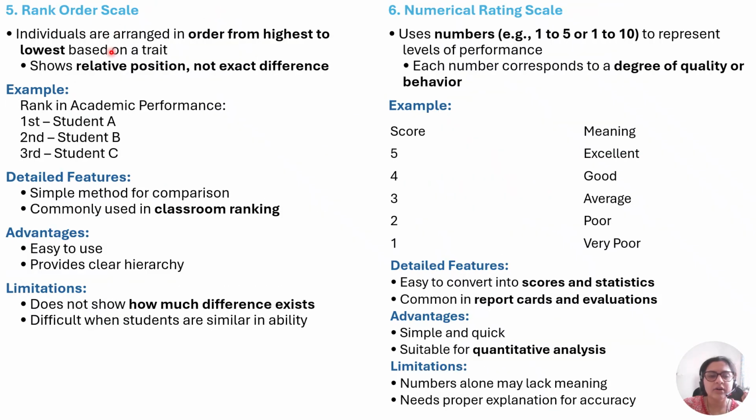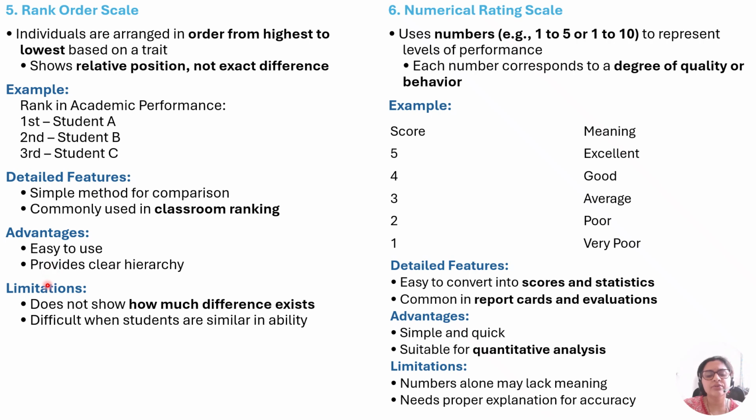The next one is rank order scale. In this, individuals are arranged in order from highest to lowest based on their traits. So it is helpful in showing the relative position, but it does not show any exact difference. Okay, example. When we see examples, you can understand all these concepts better. That's why I have included an example for each category. Rank in academic performance: first, student A; second, student B; third, student C. So these ranks are arranged from highest to lowest. What are the features? It is a simple method for comparison. It is the commonly used one in classroom ranking.